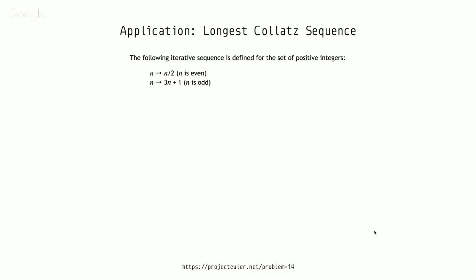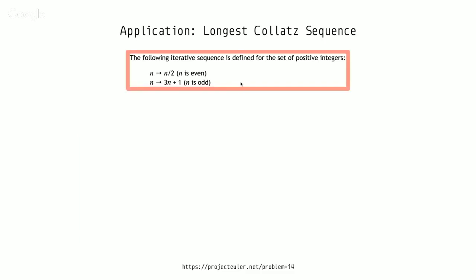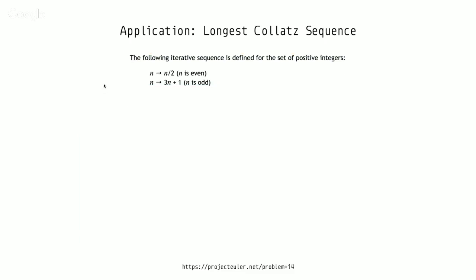We have this sequence, it's called the Collatz sequence, and it's defined for the set of positive integers. So what you do is, if you have a number n, if n is even, then we divide it by 2, and then we continue on. And if n is odd, then we multiply n by 3 and add 1, and then continue on.